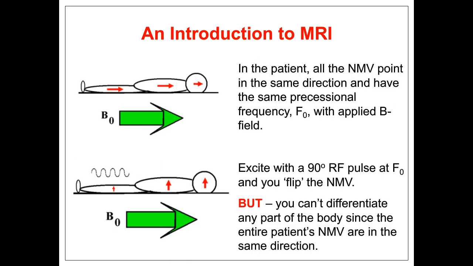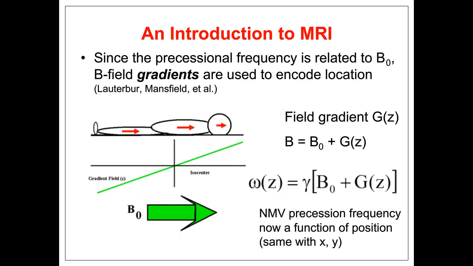Now, this is where the patients come in. If you take a patient, place them inside the magnet, in that static magnetic field, those net magnetization vectors all point in the same direction and precess at the same frequency. If we apply a 90-degree RF pulse, they all flip that 90 degrees, but the problem is the word all. All of them flip, so you really can't differentiate one part of the body from another. The next step is where Paul Lauterbur, a winner of the Nobel Prize, came up with the idea of using magnetic field gradients.